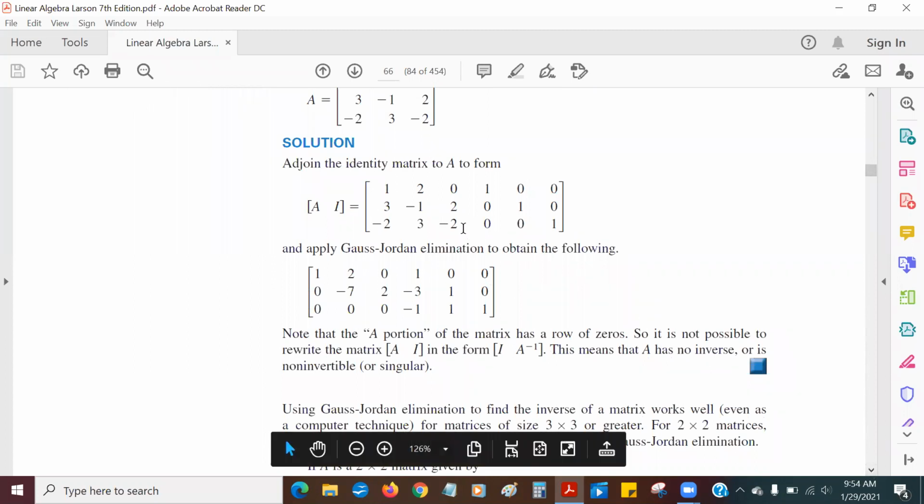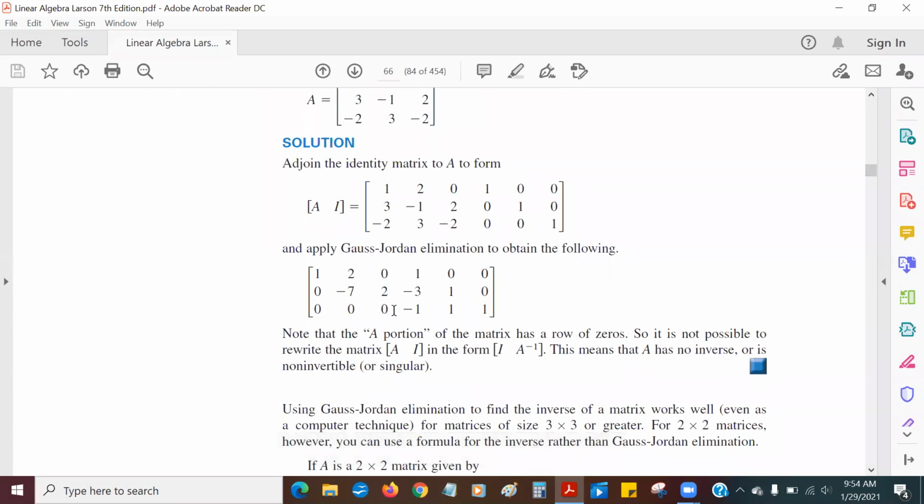But when I do that, notice that in the process I wound up getting a row of zeros on the bottom, and I got numbers over here. But what does that mean? If I have a row of zeros, it's not possible to get this left side into identity matrix form. There's no way I'm going to be able to get a 1 over here and maintain the zeros.